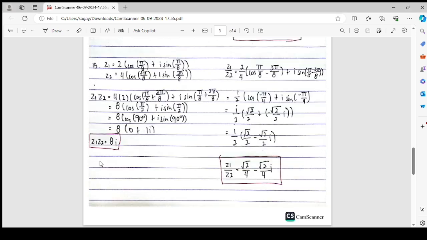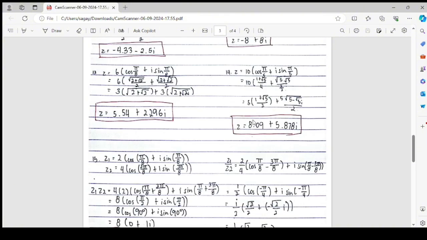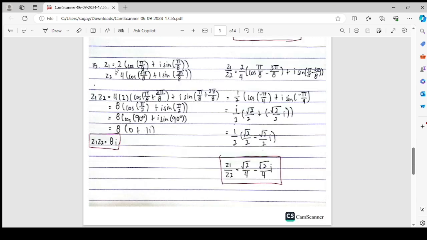And finally, we have number 15 and number 16. In problems number 15 and 16, we need to find z1 times z2 and z1 over z2. Write the numbers in the form of a plus ib, which is the same as in 11 to 14. Number 15, the given z1 is 2 times cosine pi over 8 plus i sine pi over 8. Then z2 is 4 times cosine 3 pi over 8 plus i sine 3 pi over 8.